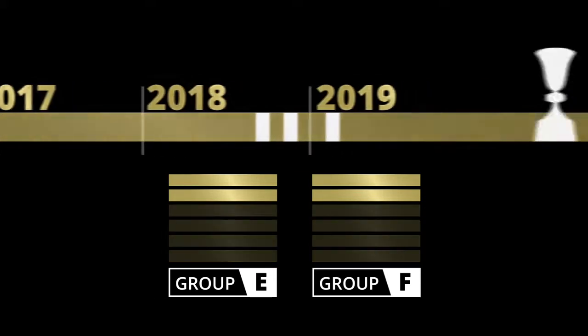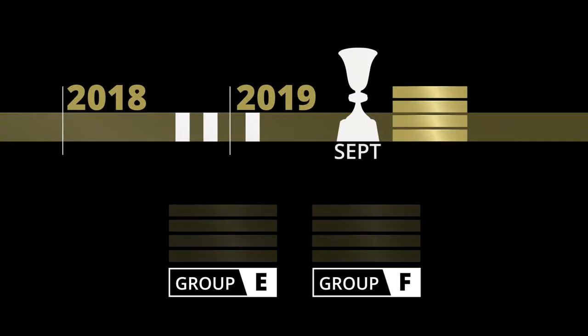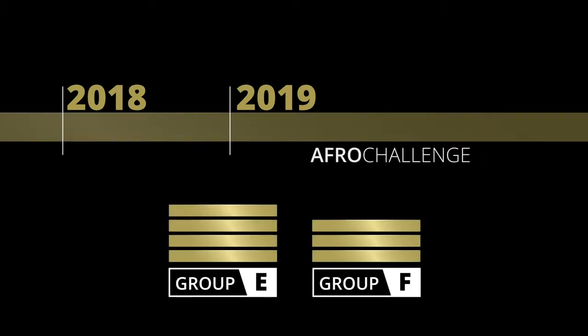The top 2 teams from each group will qualify for the 2019 FIBA Basketball World Cup, along with the best 3rd team. The 7 teams that did not qualify for the FIBA Basketball World Cup will play in a new competition called the Afro Challenge in the summer of 2019.